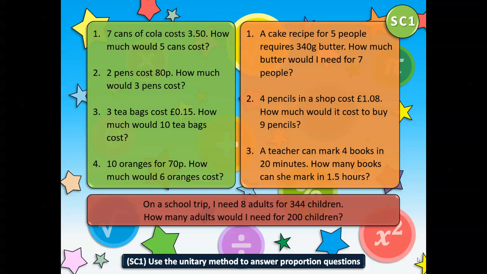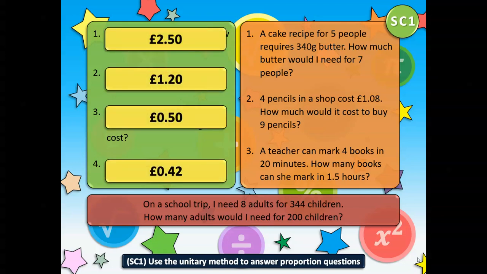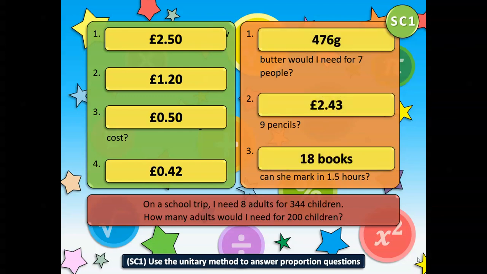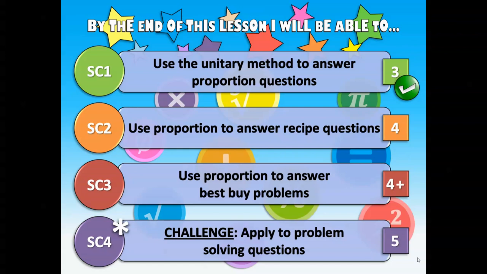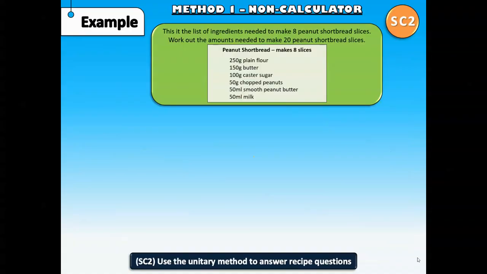Here are your answers. So there's your green answers, there's your amber answers, and there's your red answer. And now we've completed success criteria 1. So now we're going to move on to number 2, and this is to use proportion to answer recipe questions.